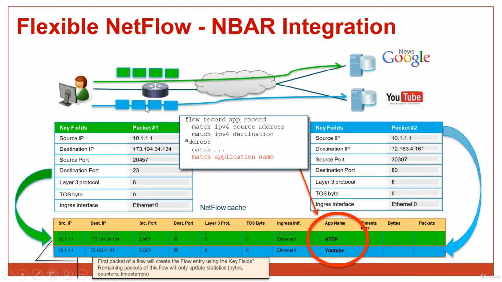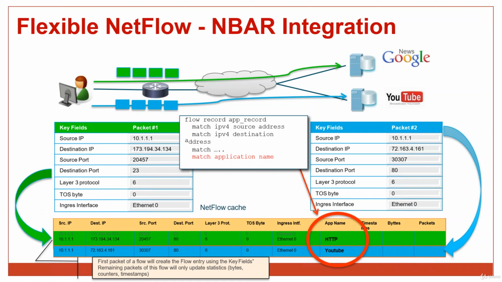So here you can see that whenever the traffic hits the router or the device where you have enabled the NBAR capability. So suppose someone is surfing a website and the packet hits this device and NBAR is enabled as per this record. So here you can see that the flow record has IPv4 source address, destination address. The key thing here is that they are matching the application name as well.